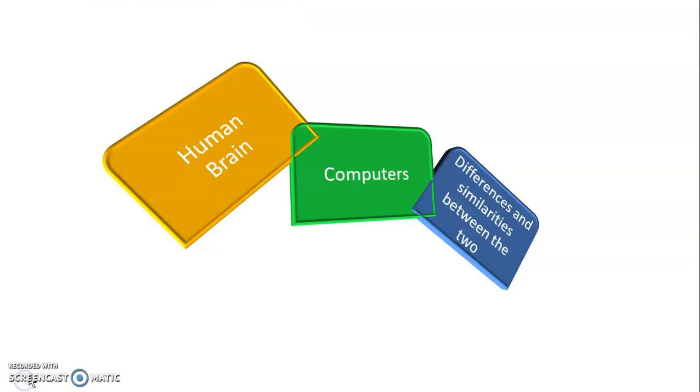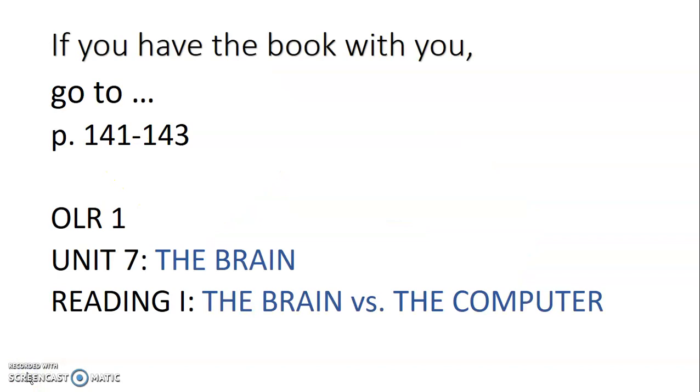If you think the reading text is about the human brain or computers or the differences and similarities between the two, you got it. If you have the book with you, now please go to page 141. It is your Offline Readings 1 book, Unit 7, The Brain, and Reading Text 1, The Brain versus the Computer. If you do not have the book, like I said before, it is okay because I will walk you through the necessary bits and pieces of the text.